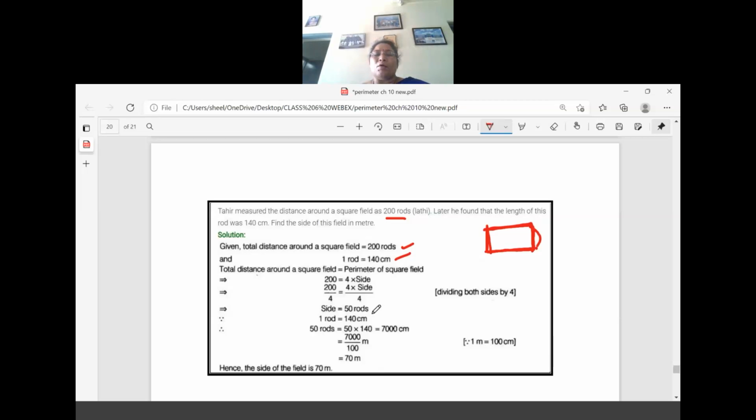So we will get 50 rods only. 50 rods into 140. So what is the length? There is 7000 centimeter. So the side of the field is equal to 70 meter after the conversion only, right?